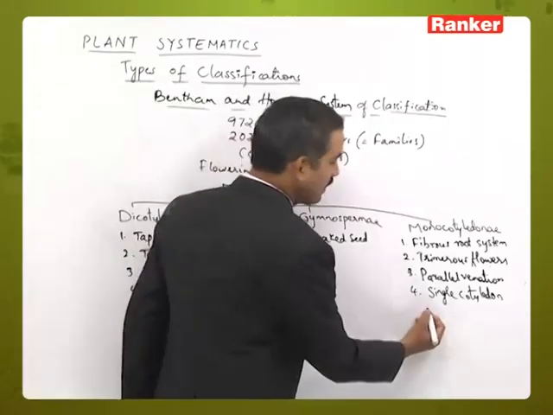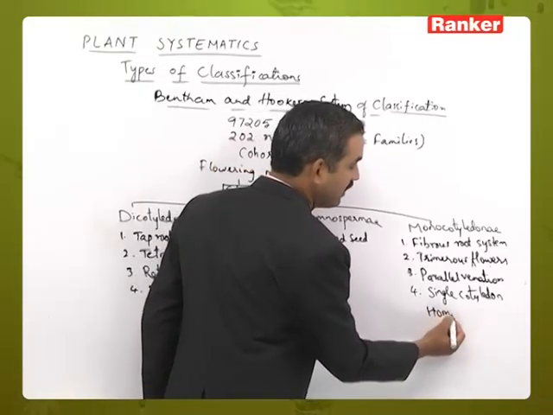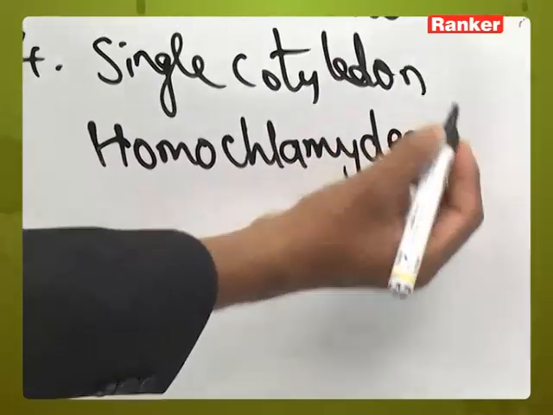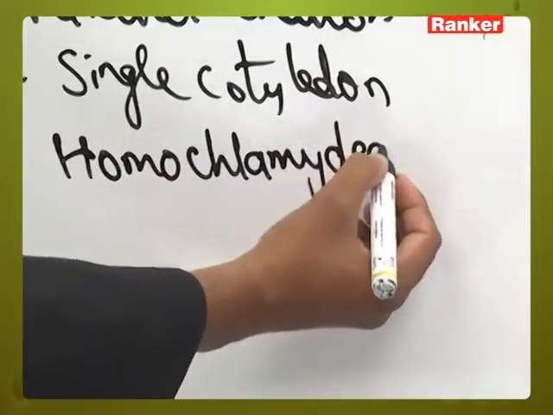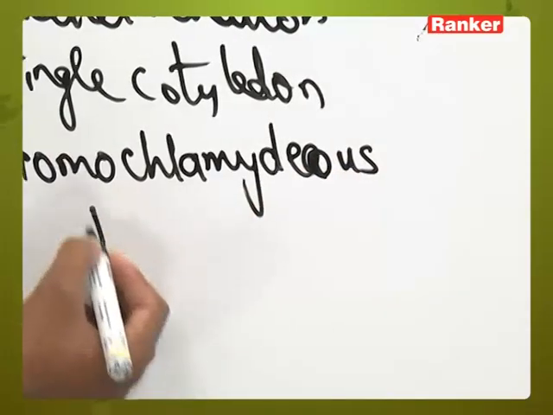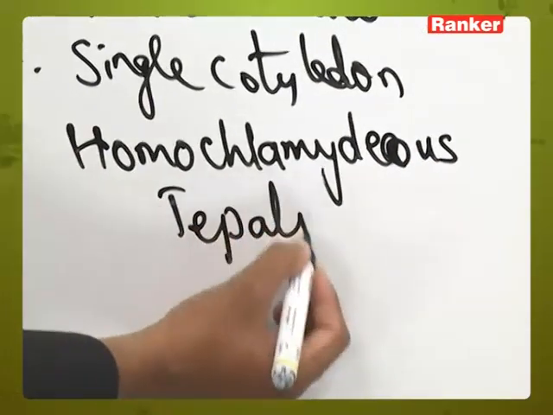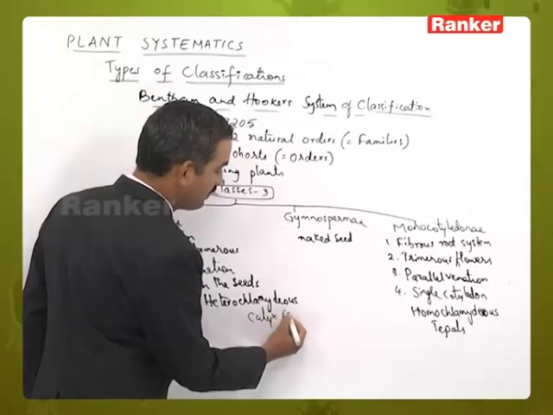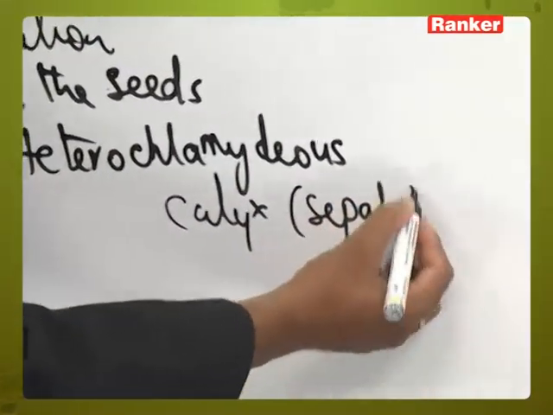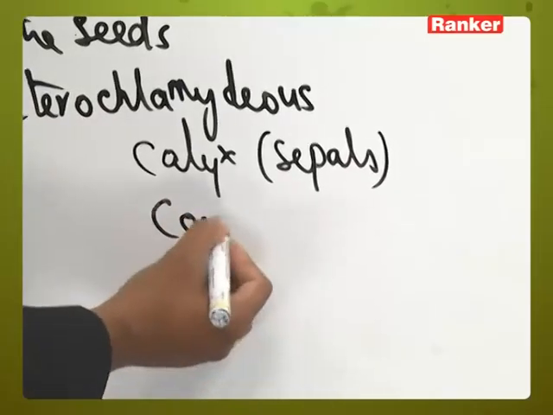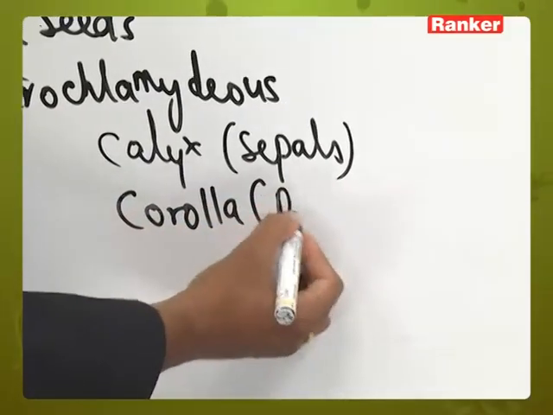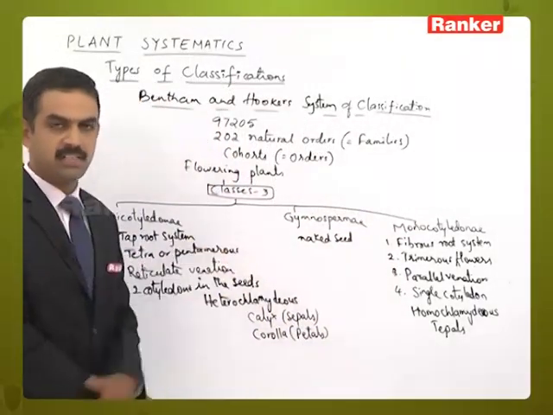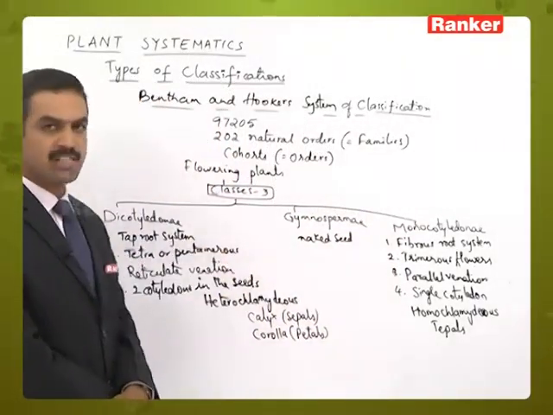Whereas here in monocots, these are homochlamydious. So we can't differentiate the perianth lobes. So that perianth lobes are undifferentiable. So we call those perianth lobes as tepals. Whereas here the calyx or sepals are there, and corolla or petals are present. So these are some other basic differences that can be observed between the dicots and monocots.